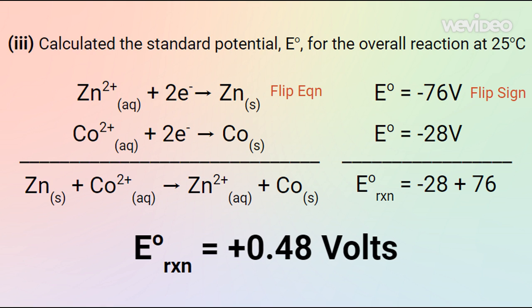degrees Celsius. To do this, we take the half reactions along with their standard potential. We then flip the anode so it can cancel out the electrons and match up the overall reaction, which therefore flips the sign of its standard potential as well. To find the standard potential for the overall reaction, we subtract the anode from the cathode and get 0.48 volts.